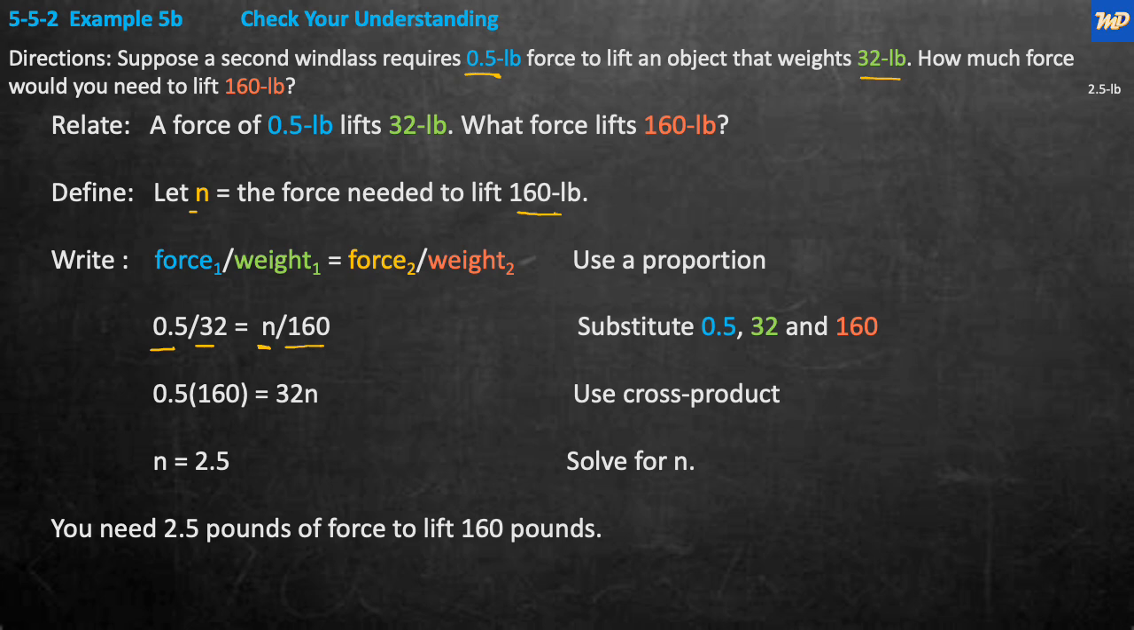When we do the cross multiplication, we get 0.5 times 160 is equal to 32N, and this ends up being 80, not 180. So 80 is equal to 32N. Now you want to know how many times 32 goes into 80, and N will be equal to 2.5. So you need 2.5 pounds of force to lift 160 pounds with that windlass.